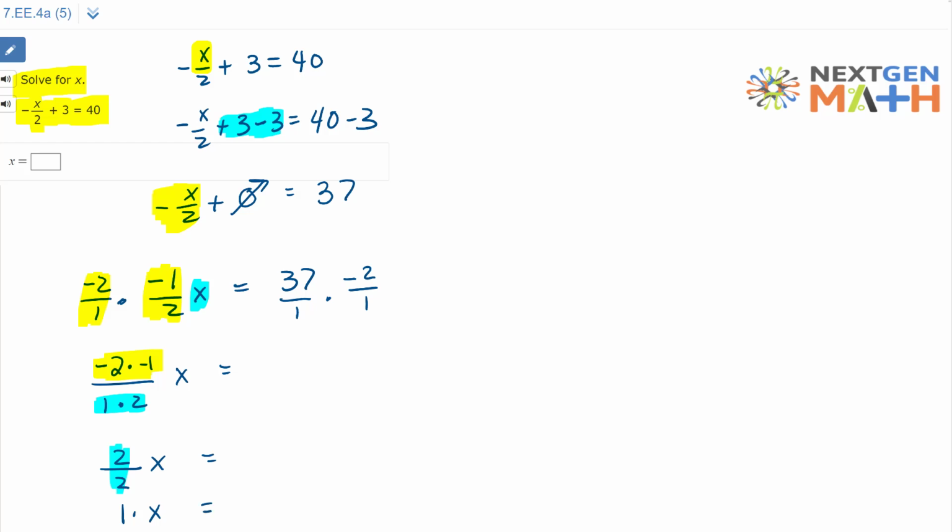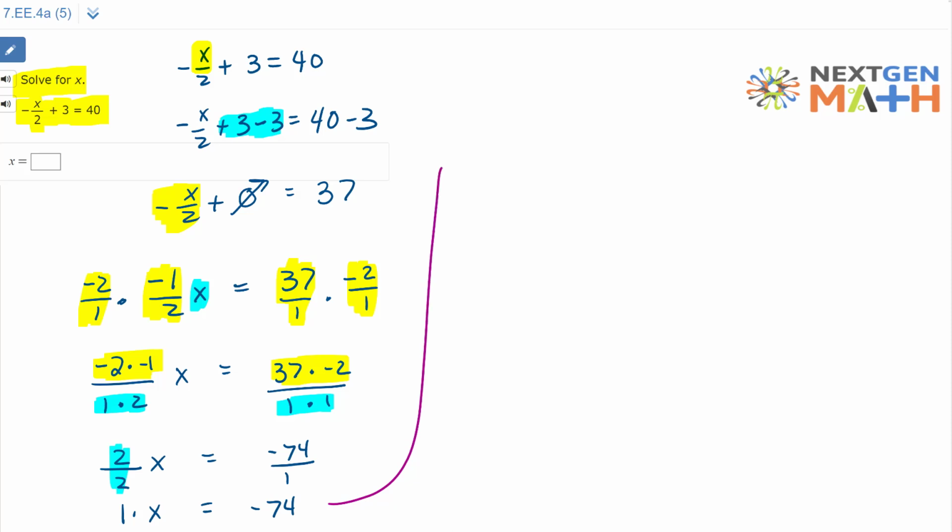Now let's finish our work on the right. We have 37 over 1 multiplied by negative 2 over 1. We could rewrite this as 37 times negative 2 over 1 times 1. 37 times negative 2 is equal to negative 74. And then 1 times 1 is 1. Another way we could write that is just negative 74.